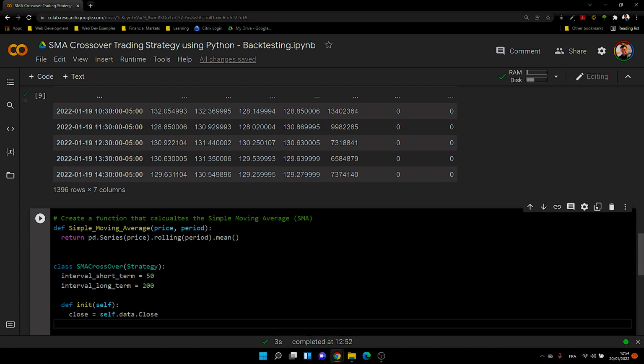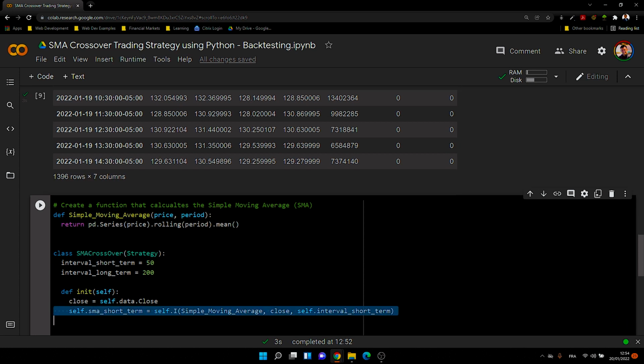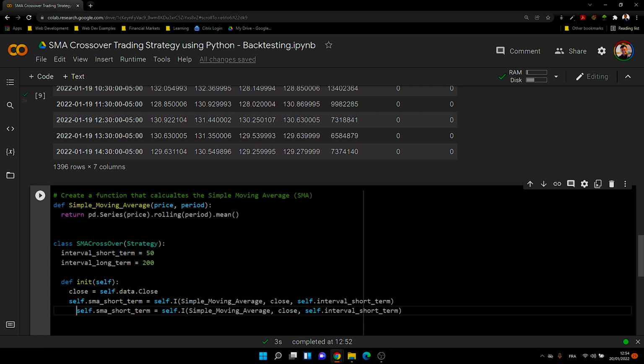self.data.close. And we will say that our self.SMA short term will be equal to our self.I. And in the self.I, we'll pass in our simple moving average function, our close price, our self.interval short term, and also repeating this line of code on the bottom for the SMA long term. So we will replace here interval short term with interval long term, and we will also have to replace SMA short term with SMA long term.